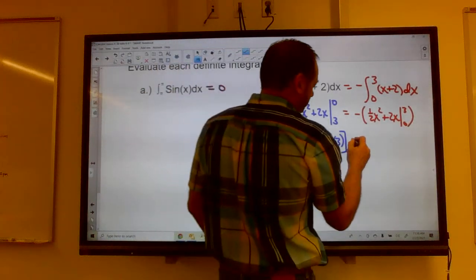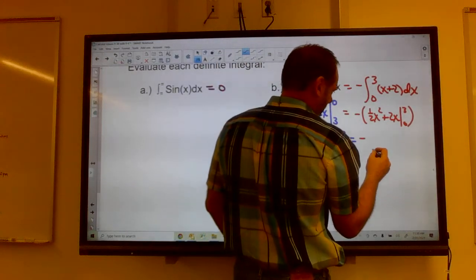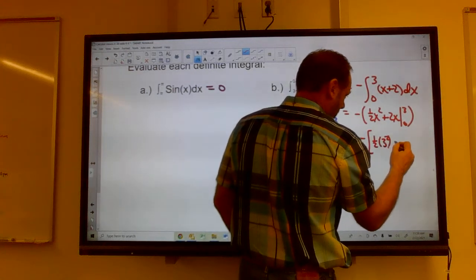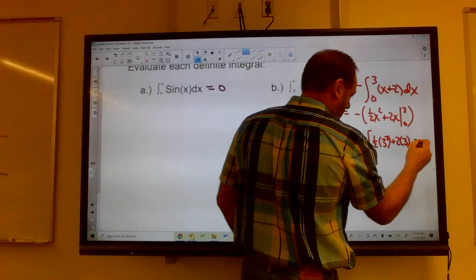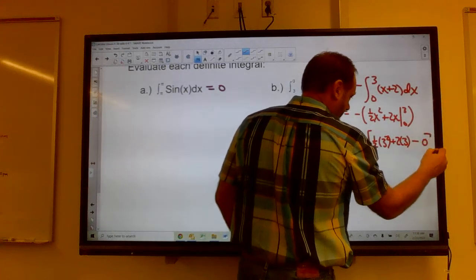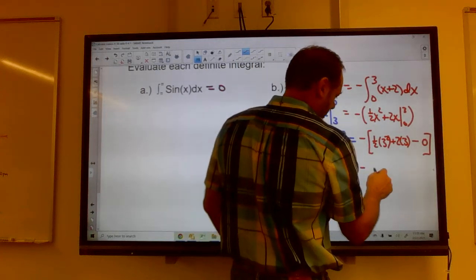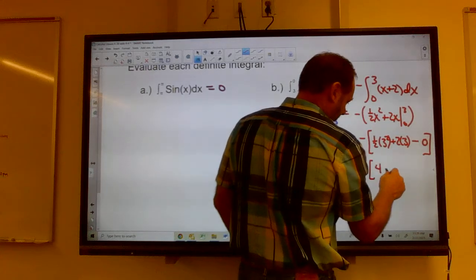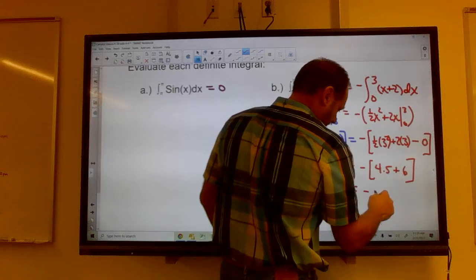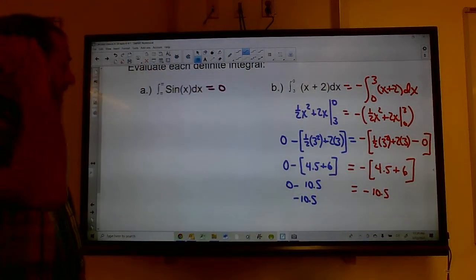Okay, over here, this is going to be negative 1/2 of 3 squared plus 2 times 3 minus, if I plug in 0 there, I'm going to get 0. So this is negative 4.5 plus 6, which is negative 10.5 again. So you can see it works out.